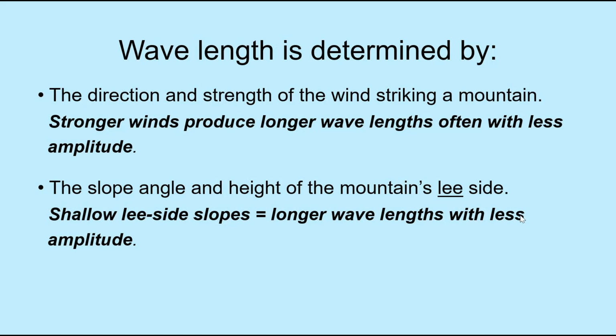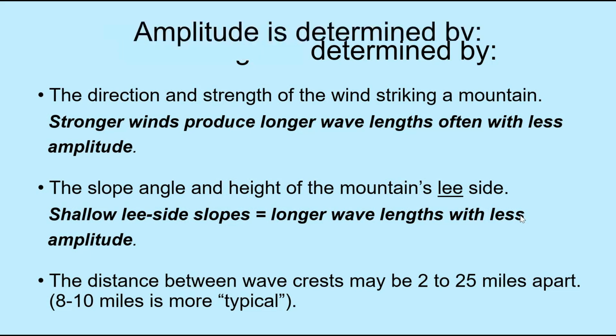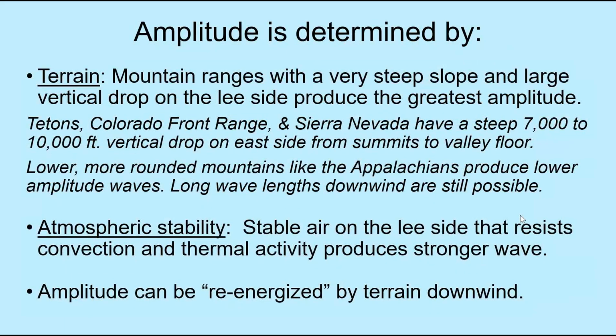You can get mountain wave, of course, in other mountain ranges in the U.S., like the Appalachians, but if they're lower, more rounded mountains, you're probably not going to get huge amplitude waves over there. And then a general rule of thumb: they could be as little as 2 miles or up to 25 miles apart, but 8 to 10 is typical, most between one wave crest and the next.